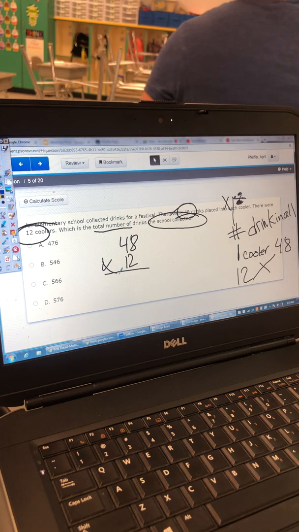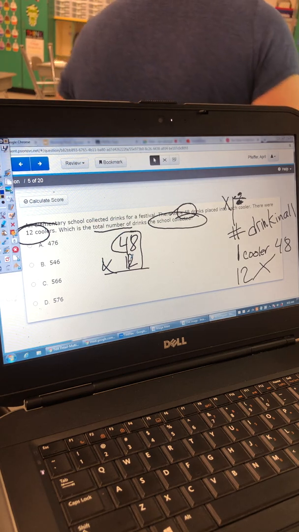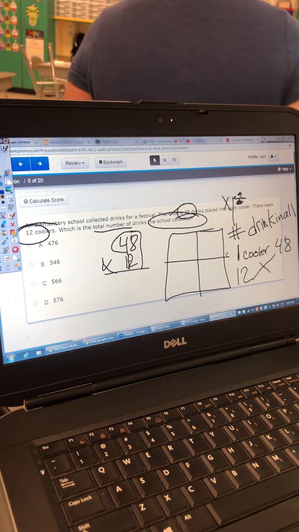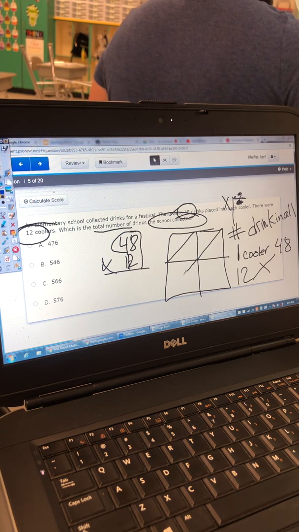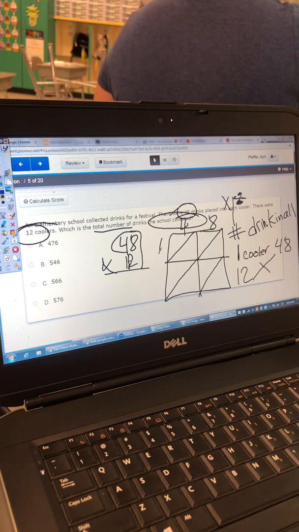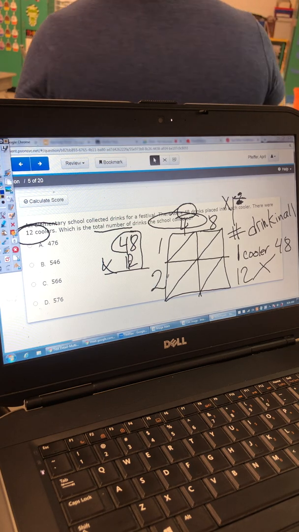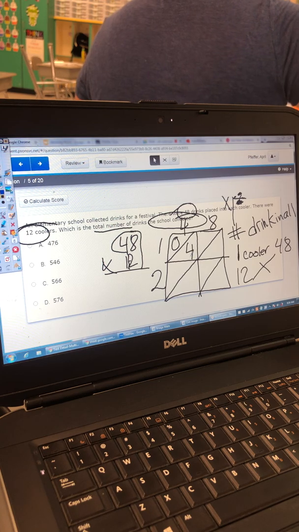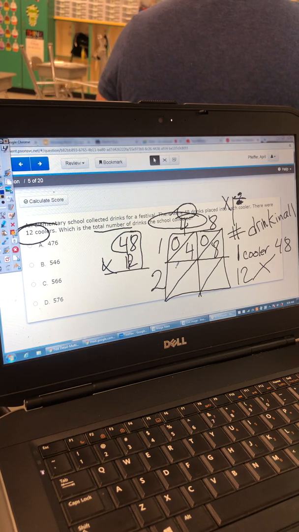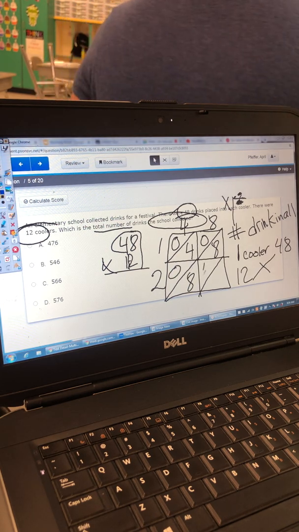Alright, so 8 times 2 is, oh, let me draw my turtle. I could use the box method. Let's do that too. You can do lattice too. Ready for this? We're going to do lattice. I say 48 and 12. I say 4 times 1 is 4. Put my 0 here, my 4 here. 8 times 1 is 8, 0, and 8. 4 times 2 is 8. And then 8 times 2 is 16.